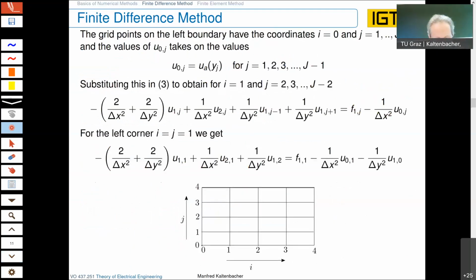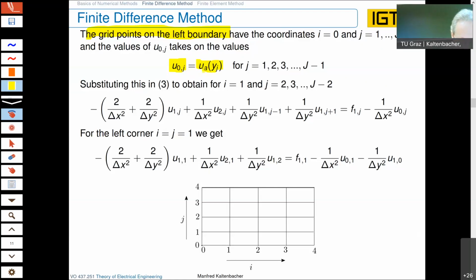Okay, now let's have a look at the grid points on the left boundary. On the left boundary we have the index i equal to 0, and j is just going from 0 to 4, as we know. Along this boundary we know that this is already a constant value. We call it UA because it's a direct boundary condition.